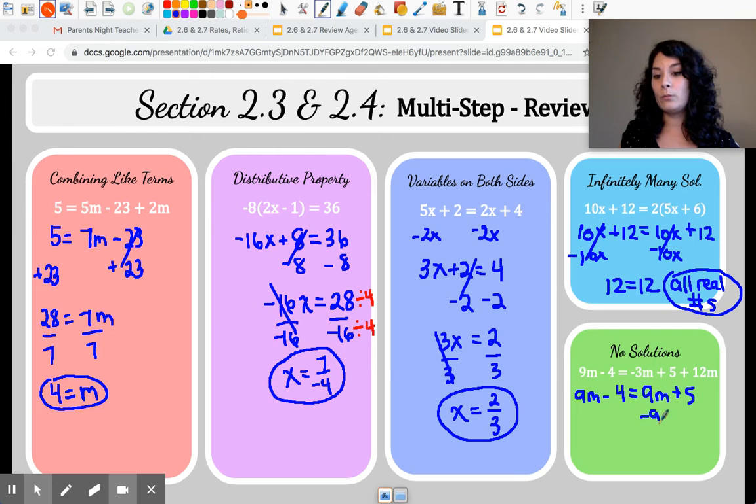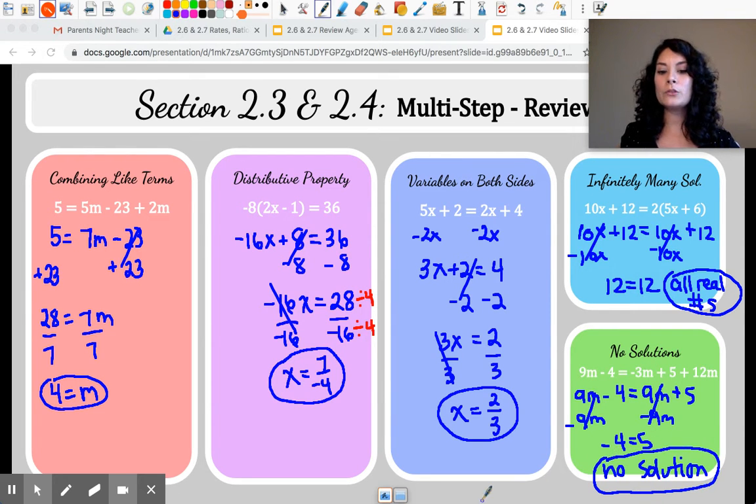side. But again, when I do this, they're going to cancel on the right and they're going to cancel on the left. That's going to leave me with -4 equals 5, which is a false statement. When this happens, you must write as your final answer, no solution. If you don't have this phrase, you're not going to get full credit because you're not going to be completely done. So just a bit of review. Make sure that you've got all of this in your notebook before we move on, and I'm going to give you some to try on your own.